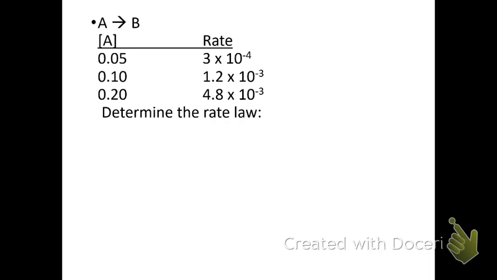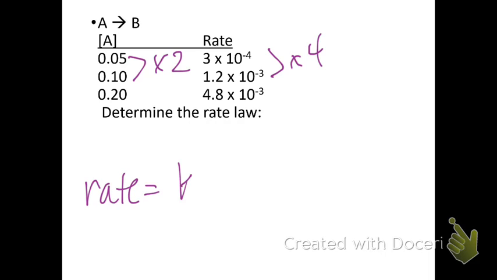Okay, so now let's try this one. And in this case, we only have one reactant, so that should make it pretty easy, right? So when we double A here, what happened to my rate? My rate went up by 4, so then my rate would be rate is equal to k[A]^2, second order. And so then, of course, it would be second order overall.